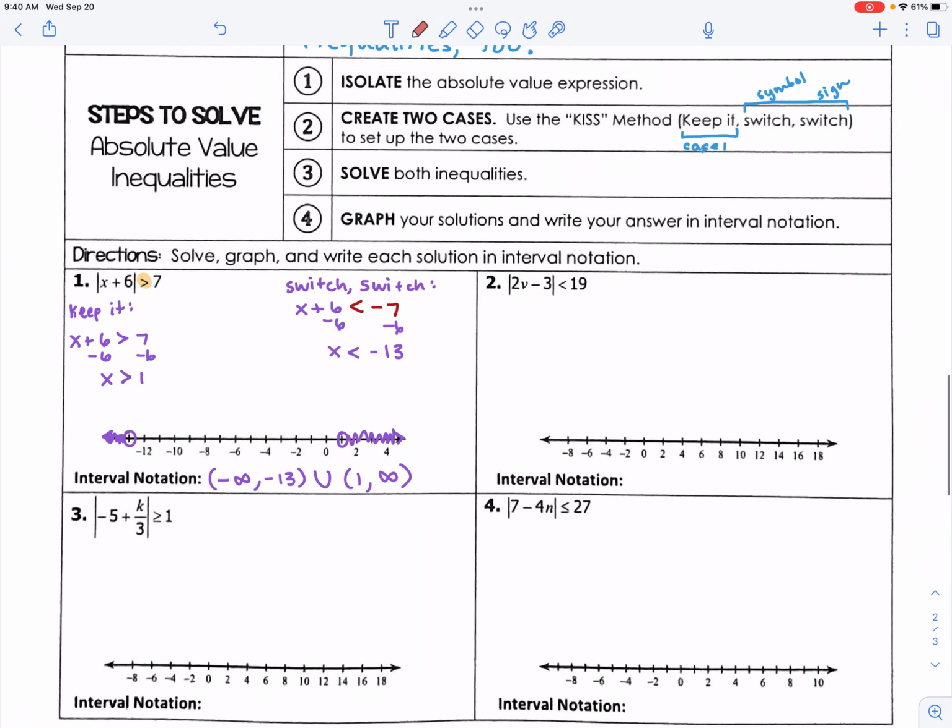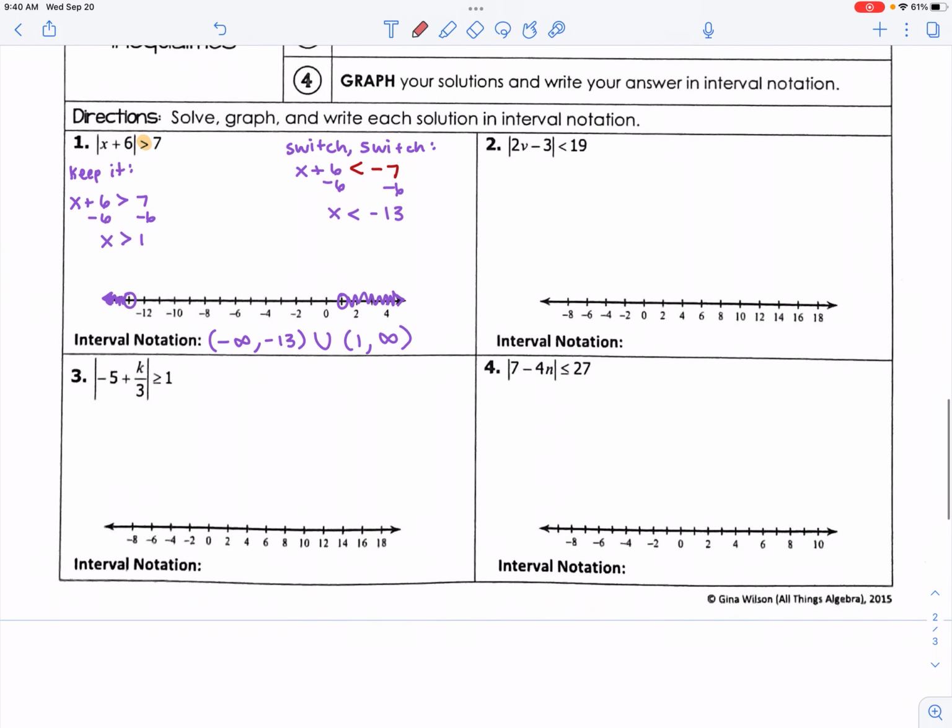Again, step 1, isolate the absolute value expression. It's already isolated for us. So we're going to go ahead and do our two cases. We're going to keep everything for the first one. So our inside stays the same, and then we're going to keep that inequality and keep the 19. Then over here, we're going to switch.